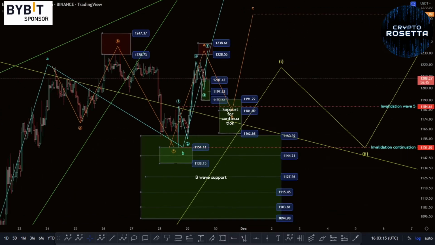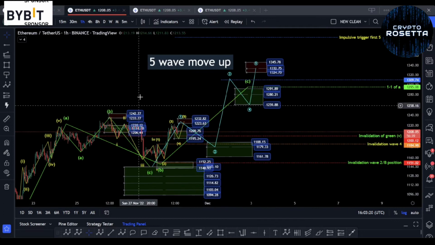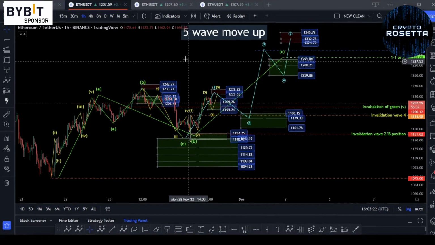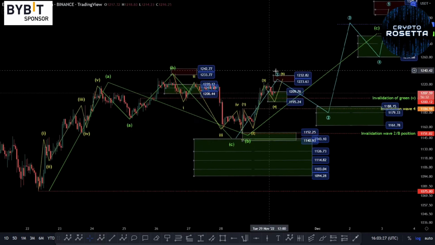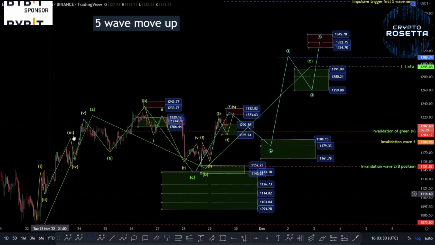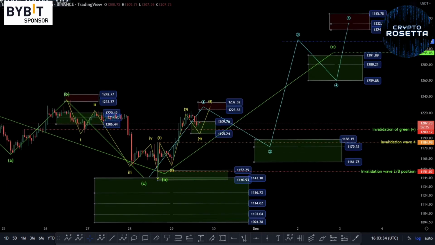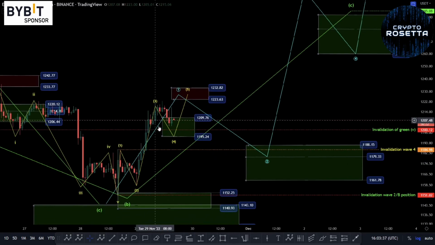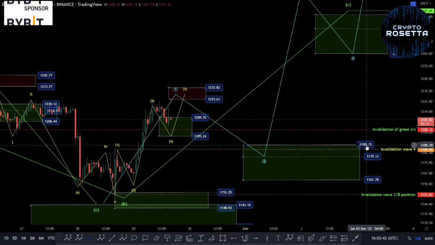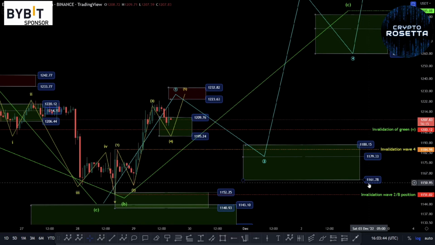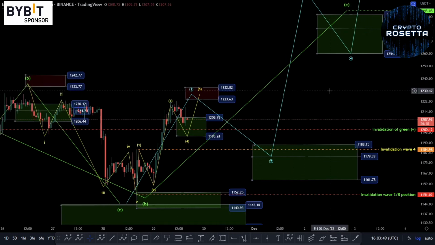Okay, so I'm going to move over to this other chart here, because this is looking at it in a bit more detail. Here I'm tracking for an ABC to the upside in a zigzag formation, and effectively if we develop this as a 1, 2, 3, 4, 5 into these highs, then we'd be looking for a retracement into this 1188 area to 1161 area for a potential B wave or wave 2.